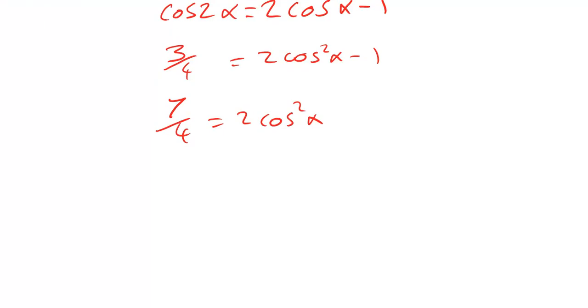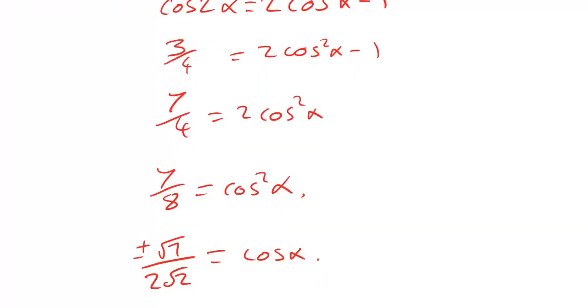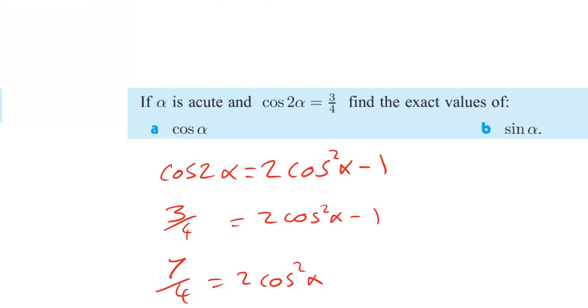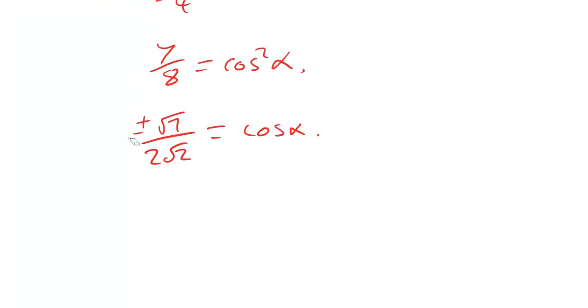Now I'm going to divide by 2. 7 over 8 is equal to cosine squared alpha. Now I'm going to square root, and that will come out at plus and minus root 7 over root 2. So that is equal to cos alpha. Now it was going to be positive because we are in an acute angle, so that means we can reject that negative answer.